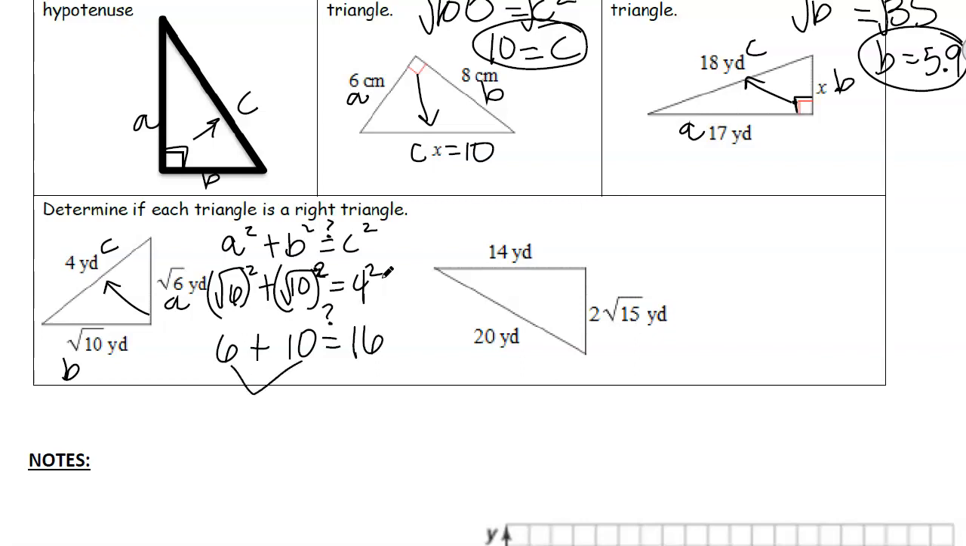So 4 plus 6, that's 16. Does 16 equal 16? Yes, it does. So this one, yes, it is a right triangle.